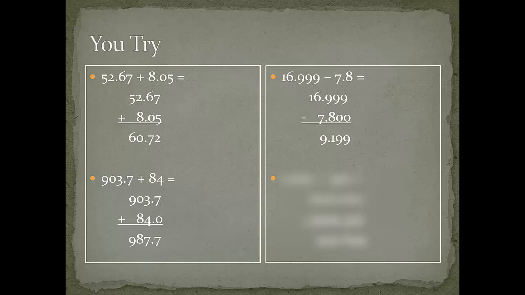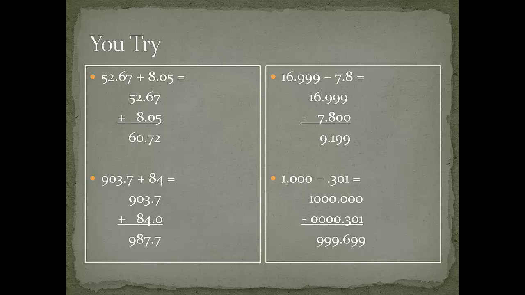The first problem, I'm going to subtract 7 and 8 tenths from 16 and 999 thousandths. I need to line my decimals up, which if I do, puts all the place values in the right spot. I can drop my decimal straight down to my answer line from there and go ahead and do the subtraction. If you do the subtraction correctly, you should get 9 and 199 thousandths.